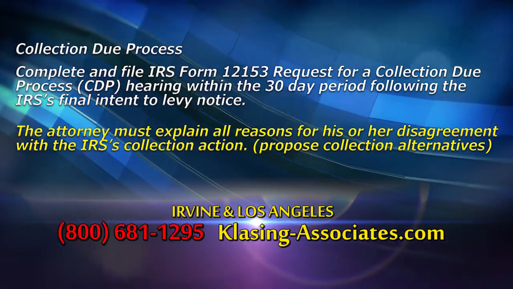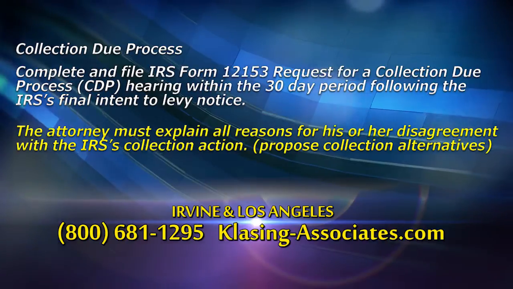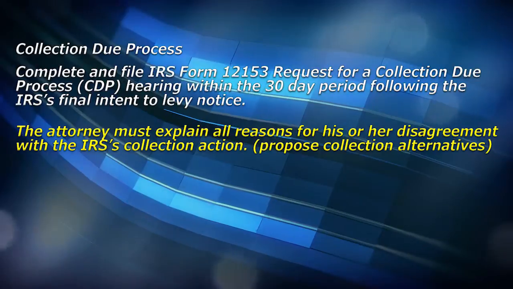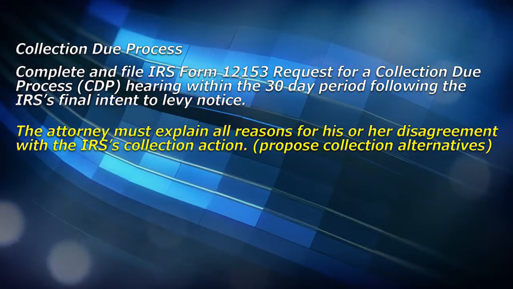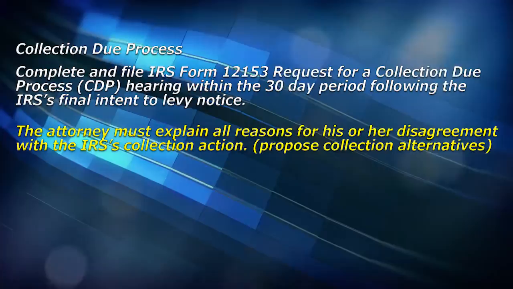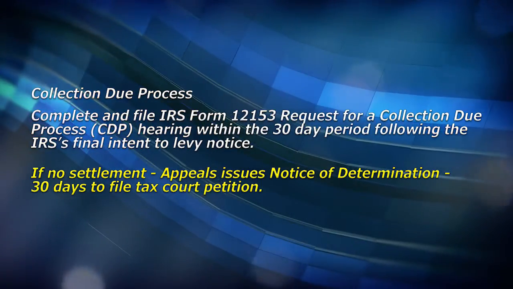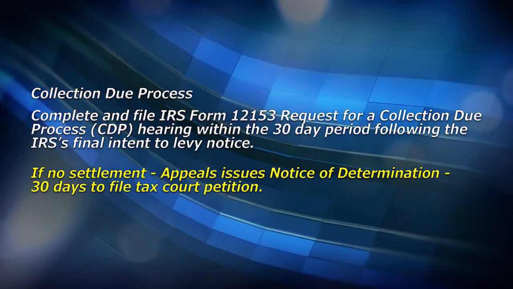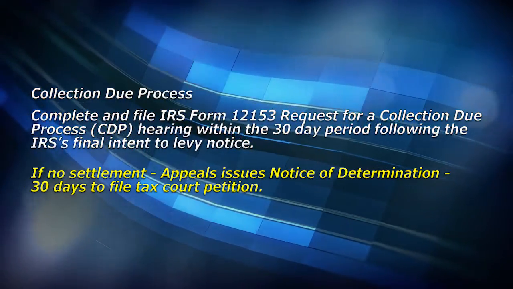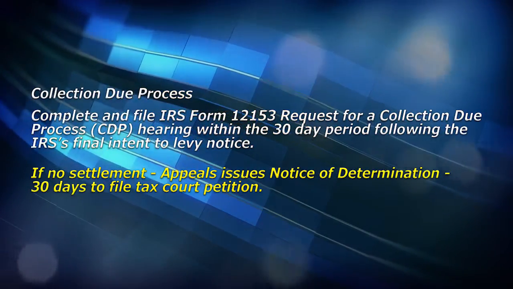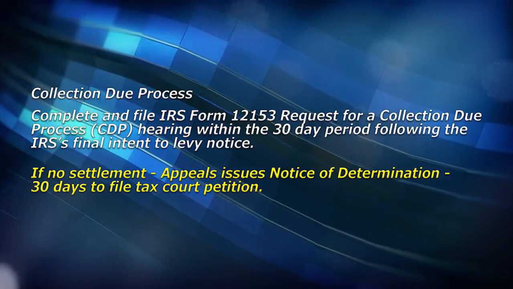When you finally get to appeals, your attorney needs to make all arguments as to why they disagree with the proposed action of the revenue officer and what collection alternatives would work for both the government and the taxpayer. In other words, what are your proposed collection alternatives? When you get to appeals to argue the collection issues, if you can't reach resolution with appeals, they're going to issue a notice of determination. At that point, after receiving the notice of determination, you have 30 days to file a tax court petition in order to move the collection issue out of appeals and into a court.